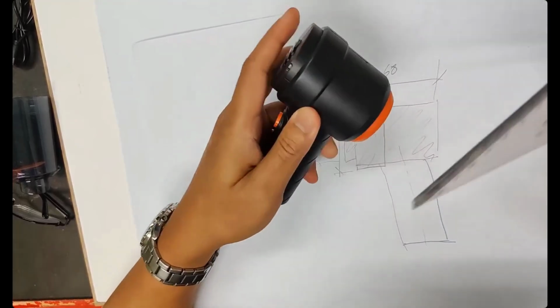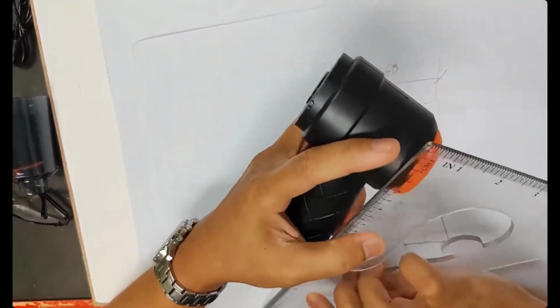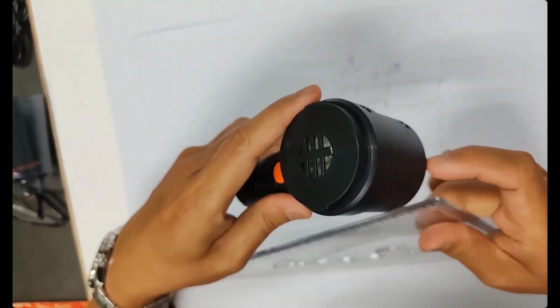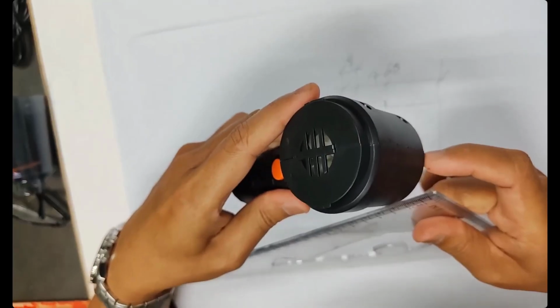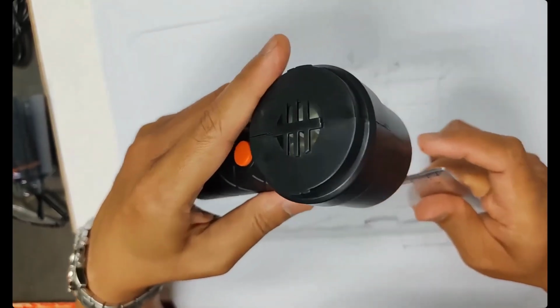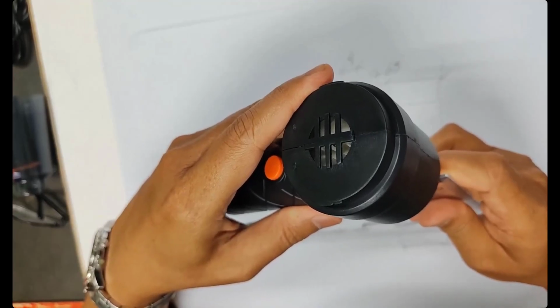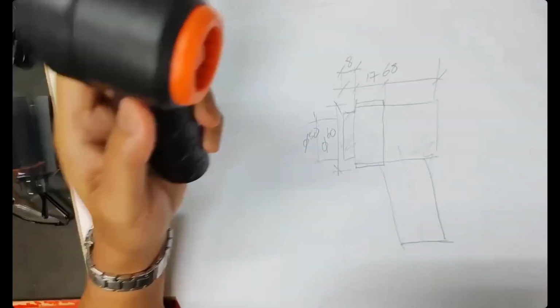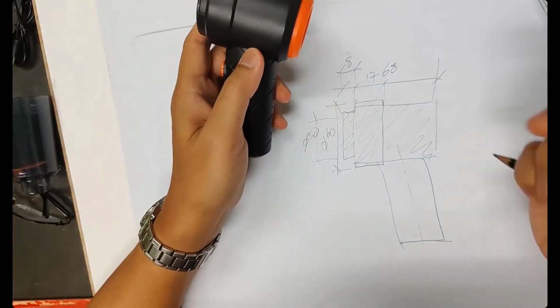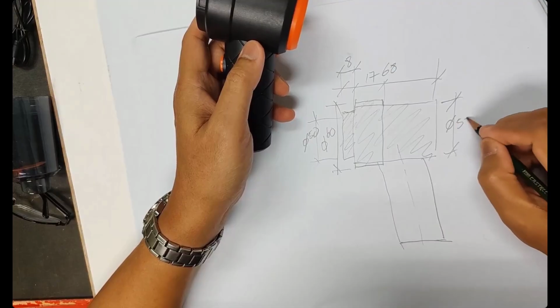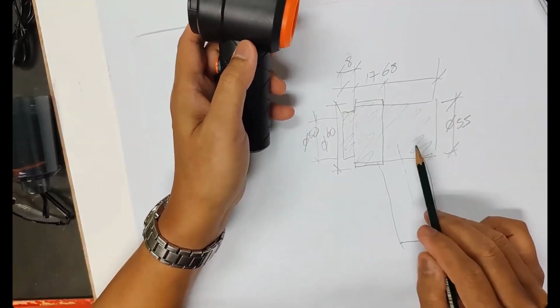You can use a ruler too, guys. If you have a vernier caliper, even better. But it's okay. I want to be quick, though you should measure properly. The back diameter is about 55. So the diameter is 55. We do this thing first.